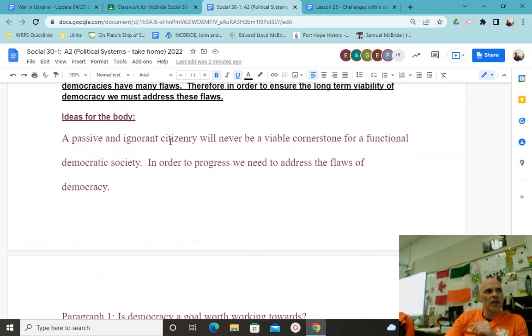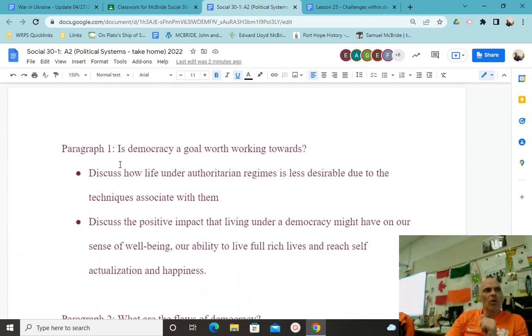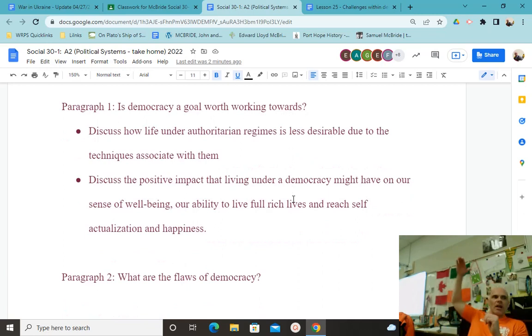So, ideas for the body: a passive and ignorant citizenry. There's the essay prompt again. Paragraph 1: democracy is a goal worth working towards. Discuss how life under authoritarian regimes is not great. We don't like indoctrination. We don't like propaganda. We don't like scapegoating. We don't like purges and force and terror and intimidation. And I think that's an easy part of that paragraph to talk about.